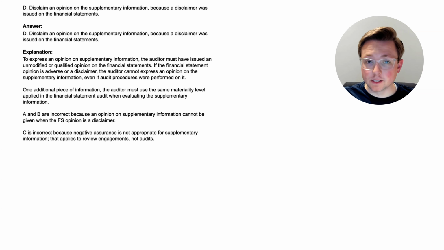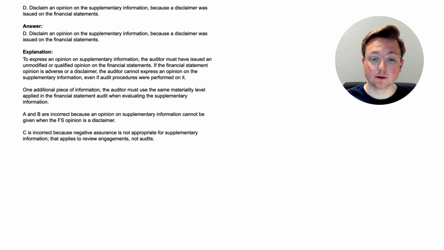So if there's a disclaimer of opinion on the audit, then there's going to be a disclaimer of opinion on the supplementary information because they can't give an opinion on the supplementary information. Similar to that, the same materiality level that was for the audit has to be used for the supplementary information. Now let's talk about the other answers. Option A and B are incorrect because an opinion on supplementary information cannot be given when the financial statement opinion is a disclaimer. And again, you are giving a disclaimer of opinion for the supplementary information, which basically is saying we can't give an opinion.